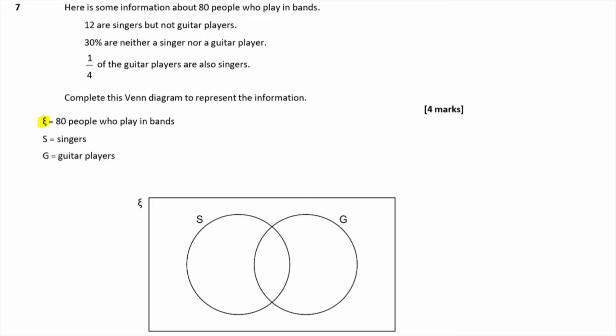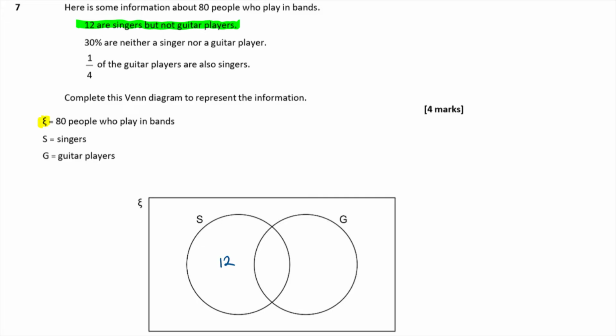So 12 are singers but not guitar players. Let's just go through and do this line by line then. So 12 are singers but not guitar players. What can I do with that? If they are singers but not guitar players, that means they belong in the singers group but not in the guitar group, not in the bit in the middle.